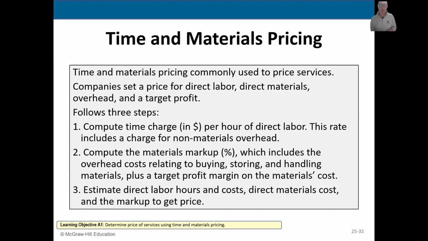So here's how it works. Companies set the direct labor, direct materials, and overhead to find your target profit. There are 3 steps. One is we compute the time in terms of dollars per hour of direct labor. This rate includes a charge for non-materials overhead. At the repair shop, we call it time and a half. It's whatever the hourly rates are times 1.5.